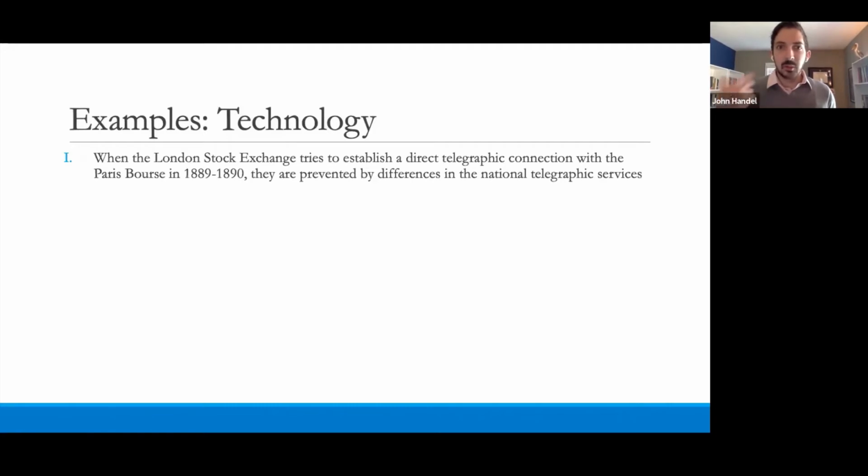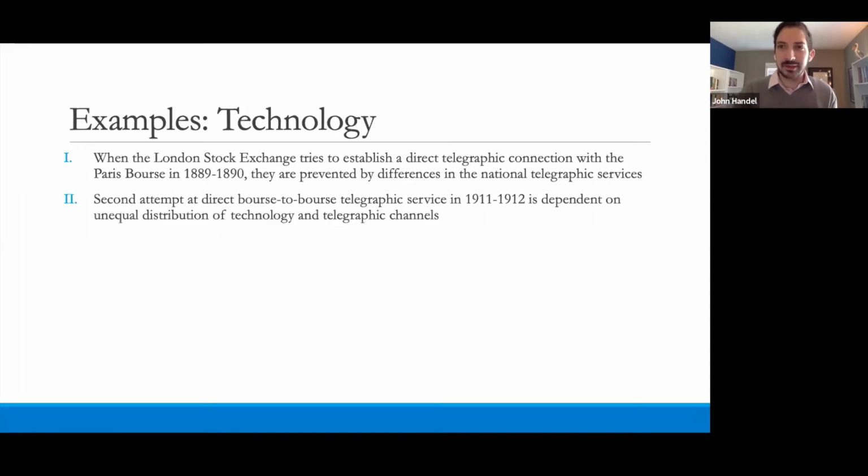So technology. When the London Stock Exchange first tries to open up direct bourse-to-bourse, stock exchange to stock exchange communication with Paris in the 1880s and 90s, they actually quite quickly figure out that the system of telegraphic delivery of messages in Paris is so radically different from theirs in London that it would be basically an administrative impossibility to do this. Because all the Paris messages get lumped in with the national post office or the national telegraph service in Paris, so it's hard to separate them out.